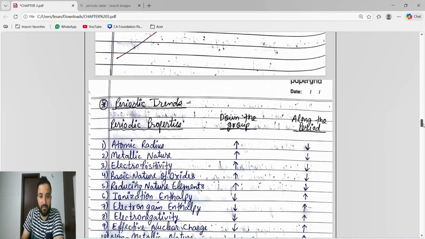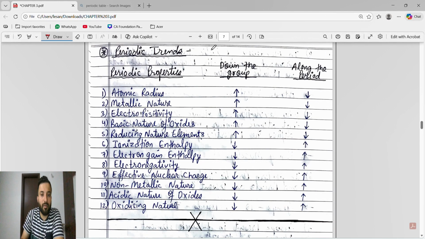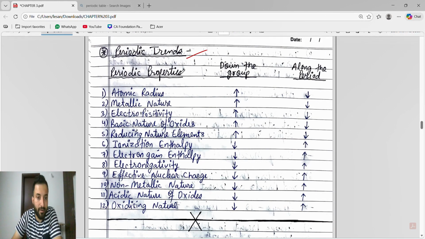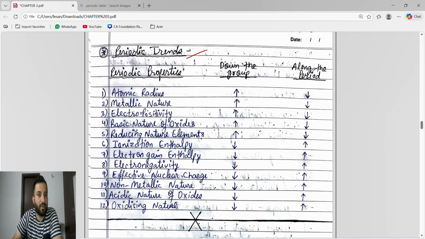Okay, now this is the periodic trends. Periodic trends are the periodic properties down the group and along the period. A very important thing: if you remember the periodic properties down the group, along the period they will become opposite (ulta). For example, atomic radius increases down the group, then along the period it decreases. Similarly, ionization enthalpy decreases down the group, so along the period it will increase.